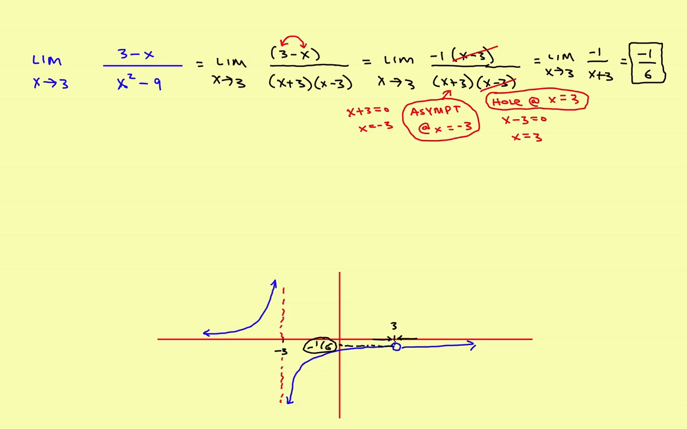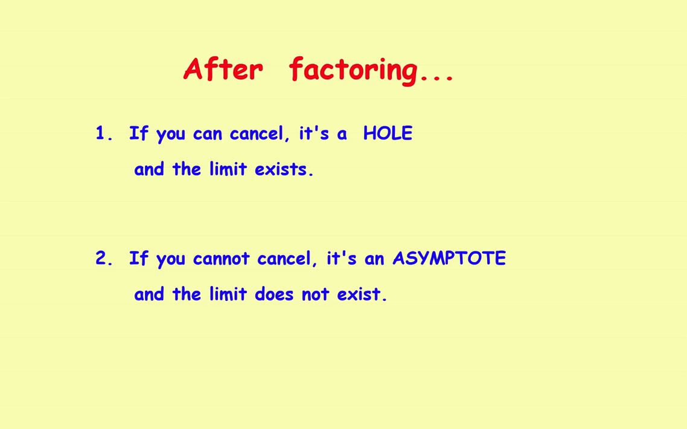But again, I think I'll go back to the rules one last time. Really, it comes down to this. First of all, try to plug in the number. If you can plug in the number, great, you're done. If you try to plug in the number and you get a problem in the denominator, then try to factor it. After you get it factored, if you can cancel the factor out, it's a hole, and the limit exists. If you can't cancel it out, it's an asymptote, and the limit does not exist. And really, those are the only things you need for finding the limits of rational functions.